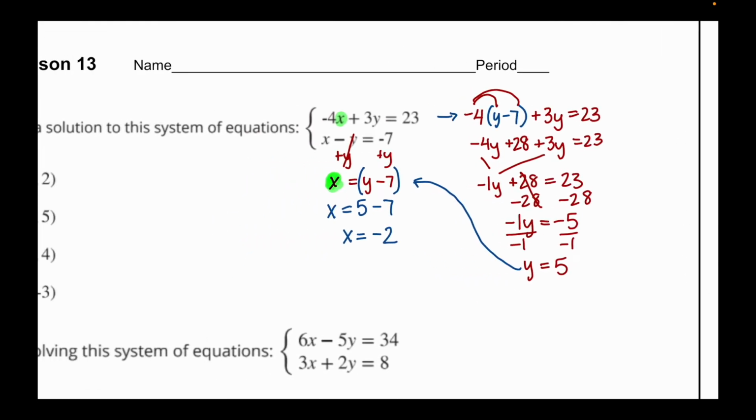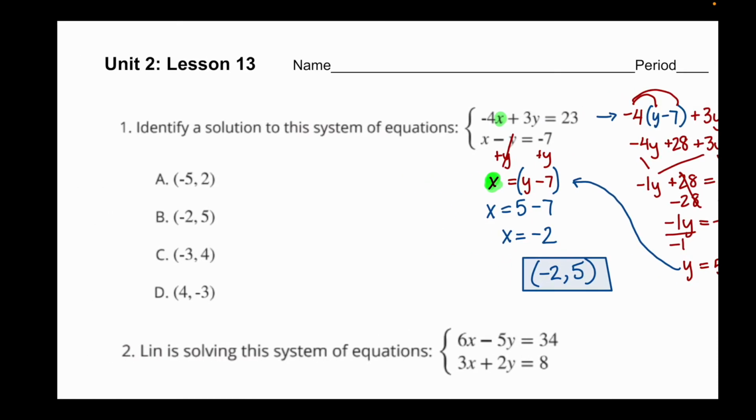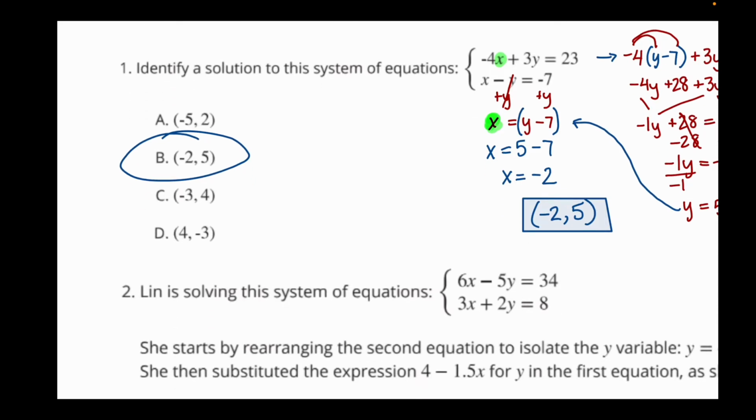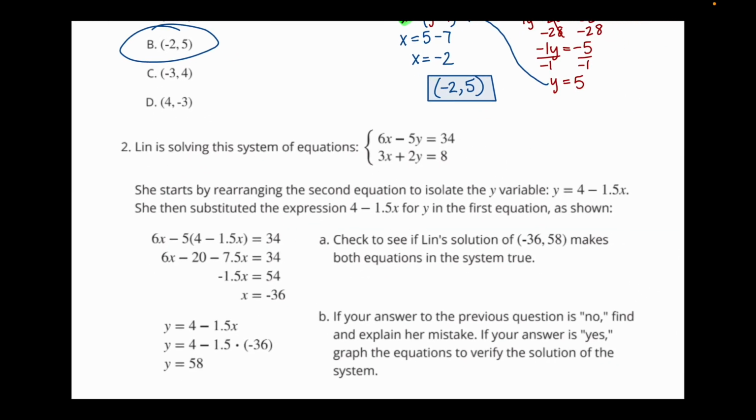I like to write this as an ordered pair, as you should, with the x value and then the y value. So I would write this as negative 2 comma 5. And that is how they want us to give our solutions here, because that's how they have them over here, which means B is going to be your answer, since that is the one with negative 2 comma 5. So that's substitution in a nutshell. Let's keep it going here and look at number 2.